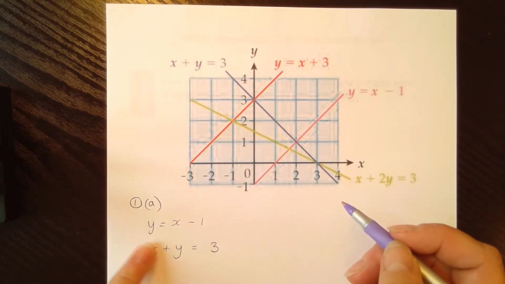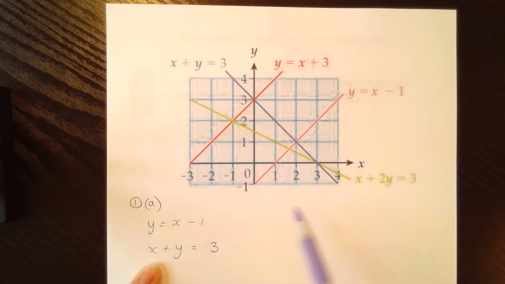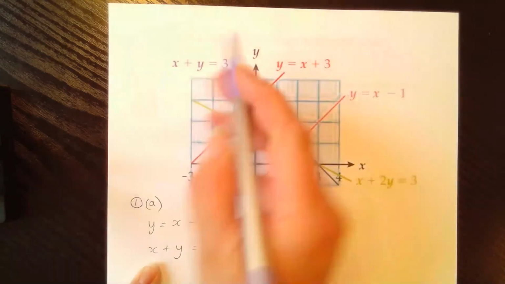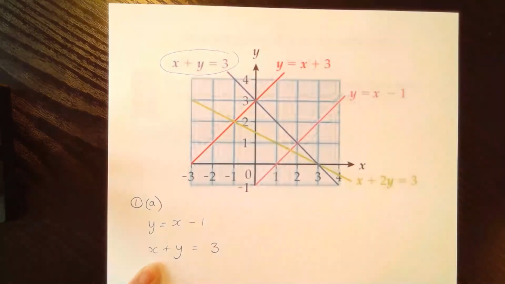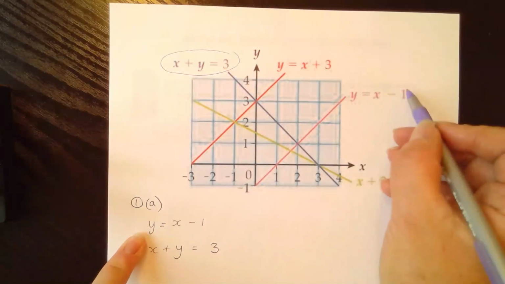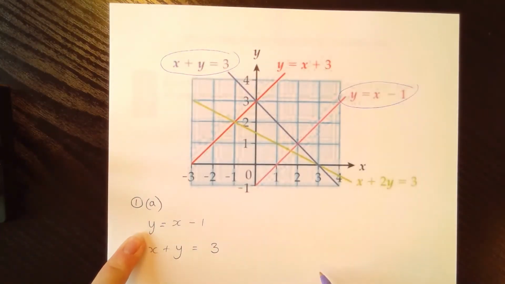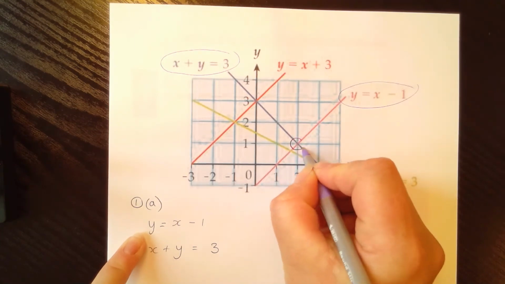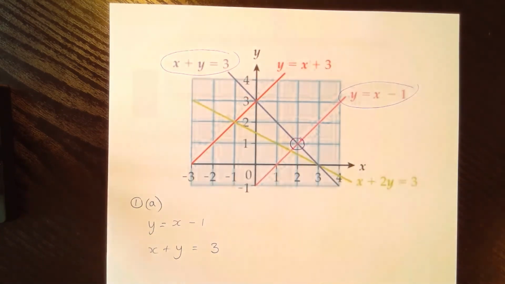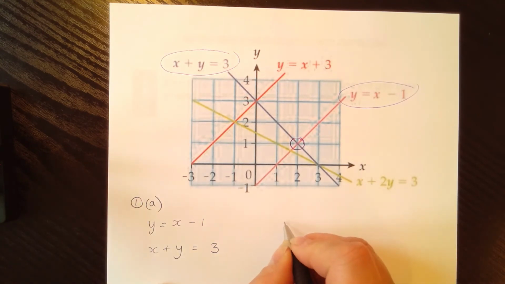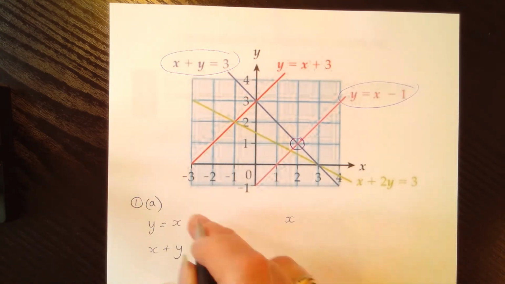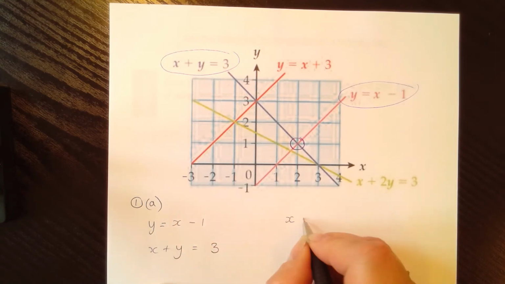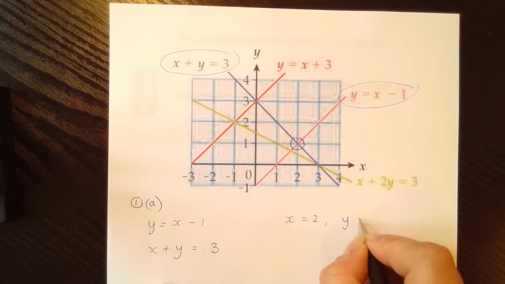So x plus y equals 3 is this one here, and y is equal to x minus 1 is this one here, and I want to find the point where they cross. So the red and the slightly purplish one cross there. That point of intersection is 2, 1. So according to our graphs, the solution to this pair of simultaneous equations is x is equal to 2, y is equal to 1.